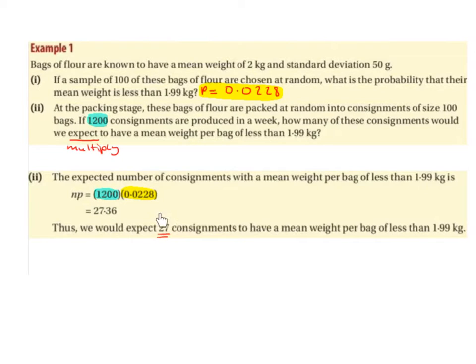Thus, we would expect 27 consignments to have a mean weight per bag of less than 1.99 kilograms. So even if this was 27.9, we would still round down because there's 27 full consignments that we would expect to have a mean weight of less than 1.99 kilograms.